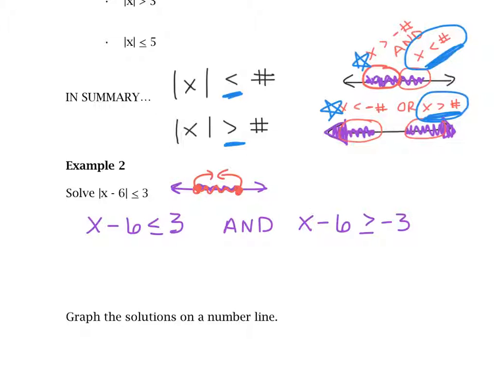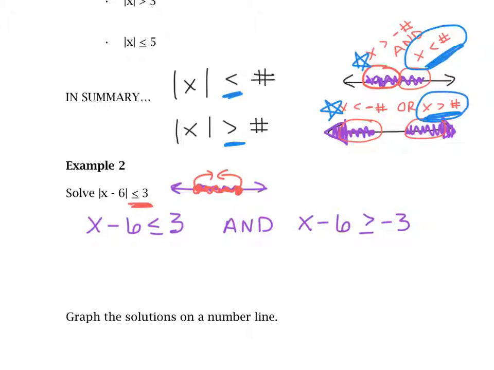Okay? So less than told me that this is going to be a shading in between type problem, which means that I'm going to be less than this number and greater than the negative version of this number. Now I'm just going to solve these two inequalities separately.